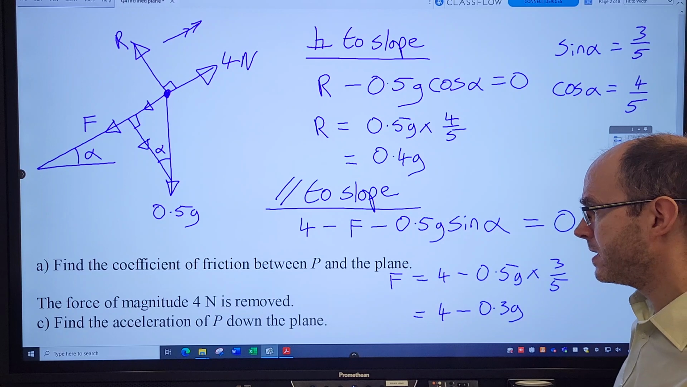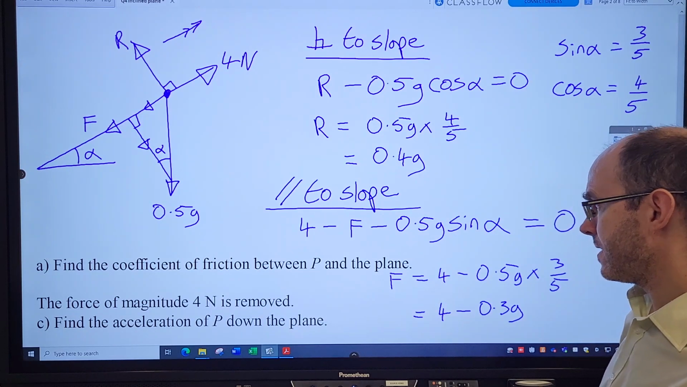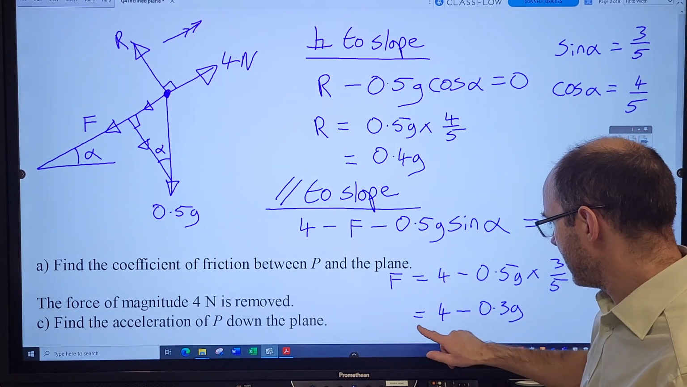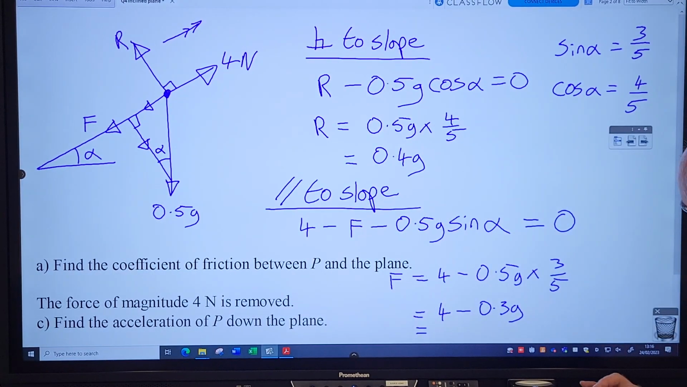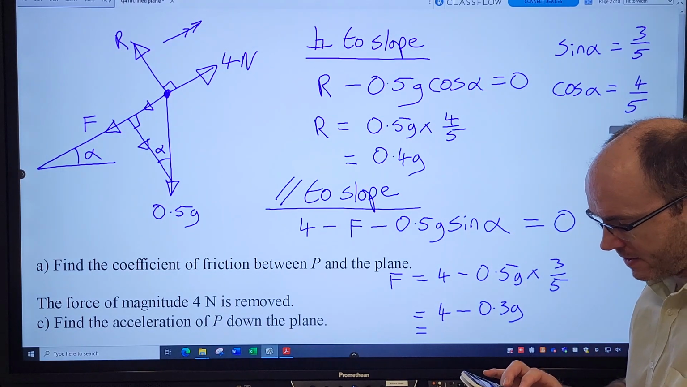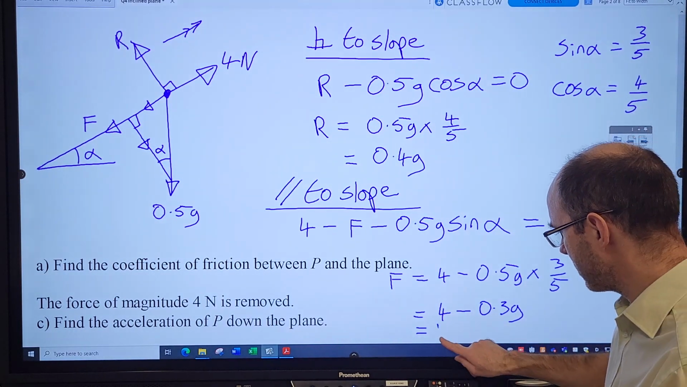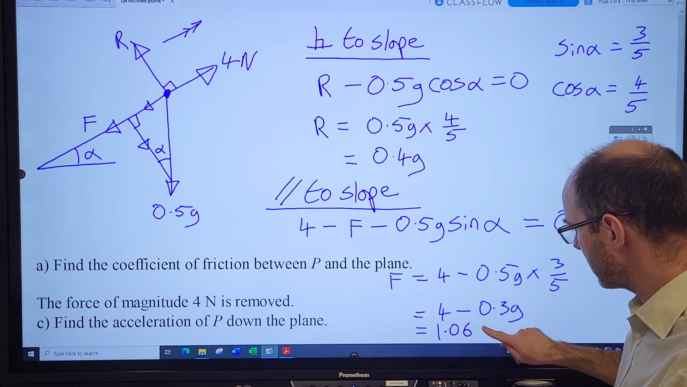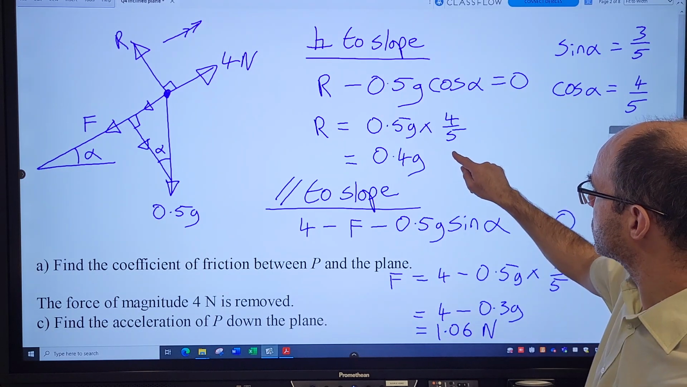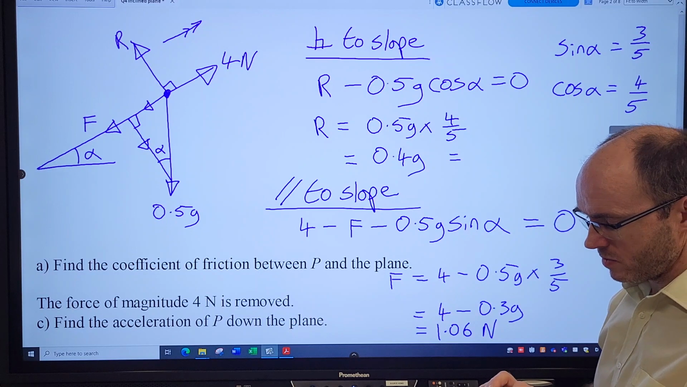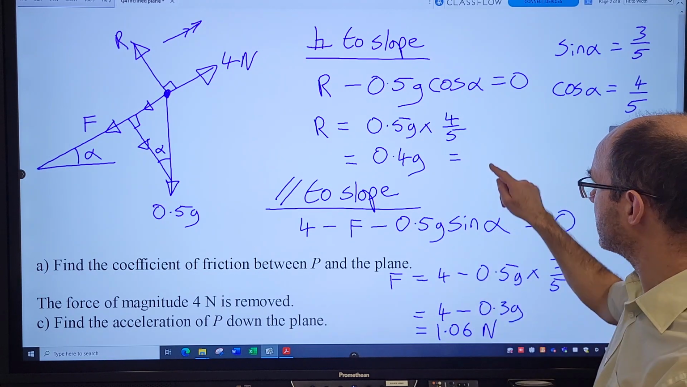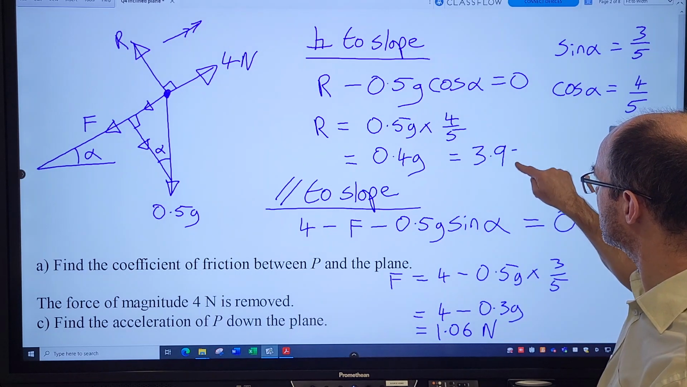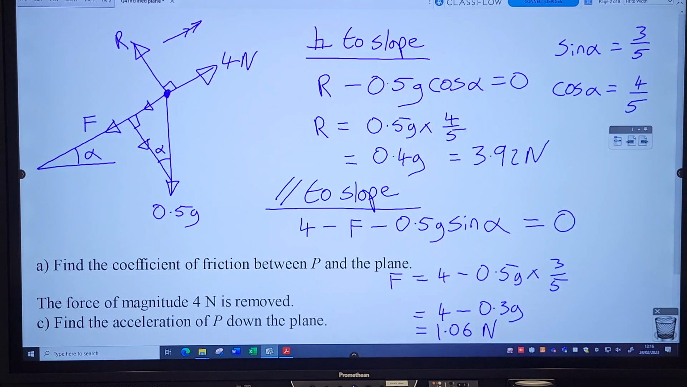Because that's a bit awkward, I'm going to work out what that actually is. So 4 subtract 0.3, remember, g is 9.8, and that's going to be 1.06 newtons. So should we just put in here what that would be then? So 9.8 multiplied by 0.4 is 3.92 newtons.